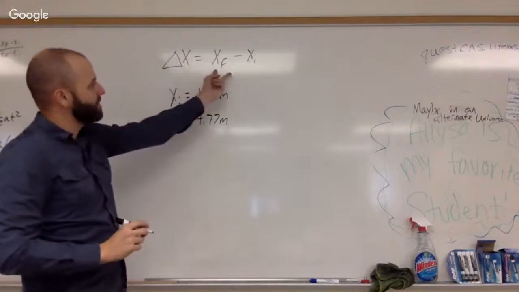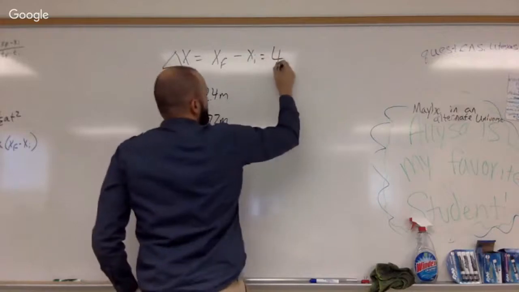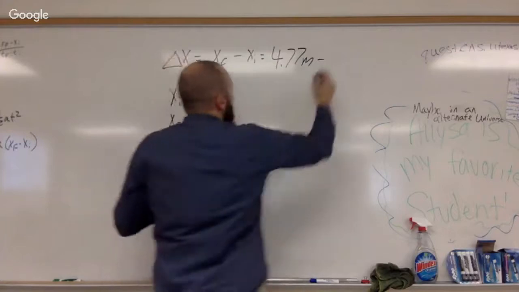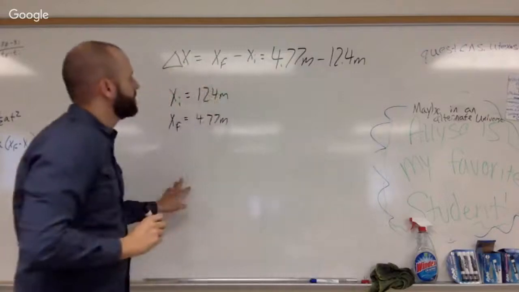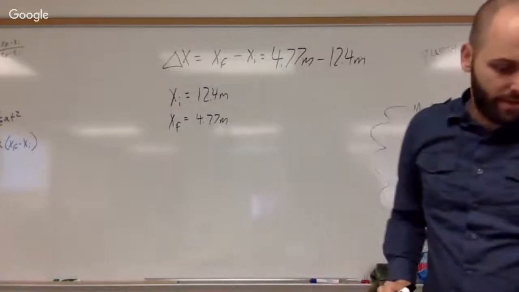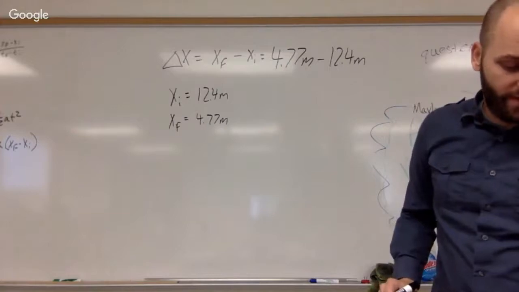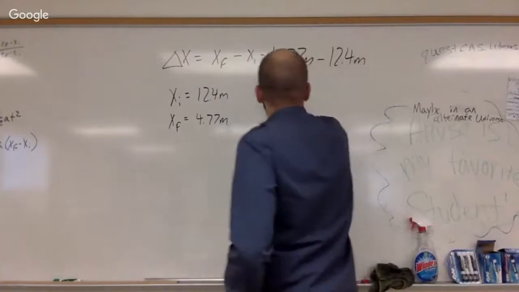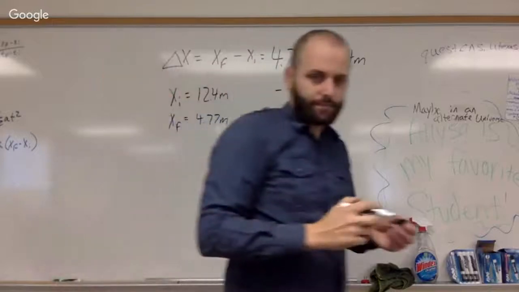Take these numbers and plug them in. So we should get 4.77 meters minus 12.4. That means you're going to get a negative answer. So 4.77 minus 12.4 is going to give you negative 7.63 meters. That'll be your first answer.